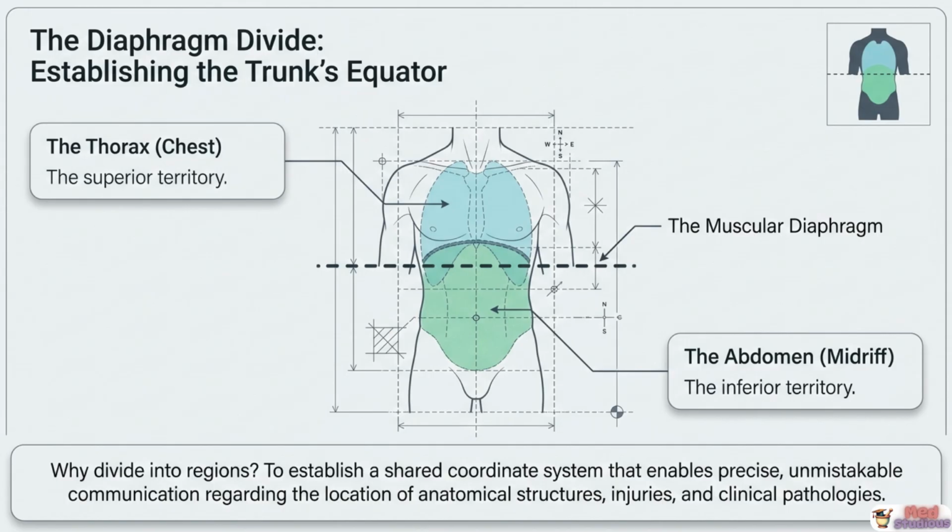The abdomen contains the majority of the digestive organs, both kidneys, the adrenal glands, and the major abdominal vessels. Why do we divide the trunk into regions? To establish a shared coordinate system that enables precise, unmistakable communication regarding the location of anatomical structures, injuries, and clinical pathologies. The diaphragm is that system's equator.